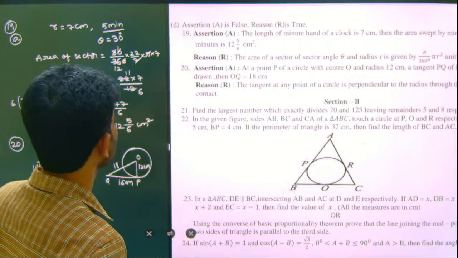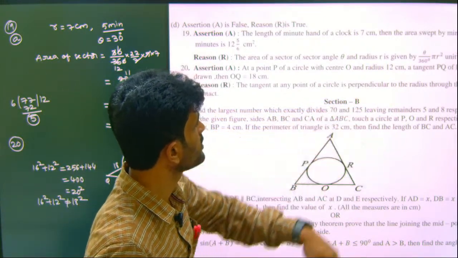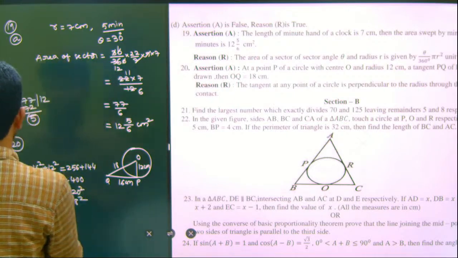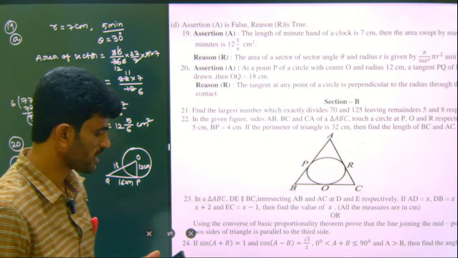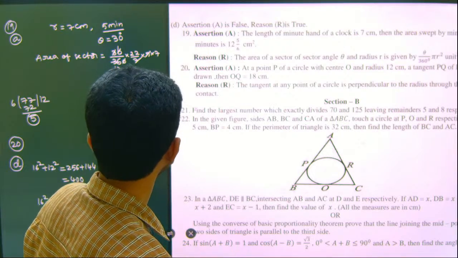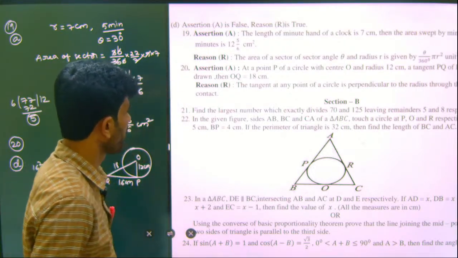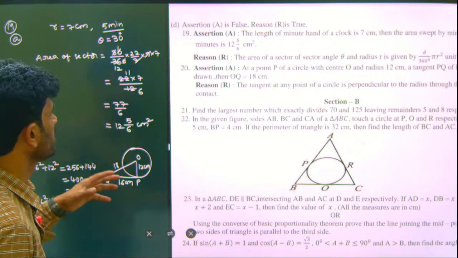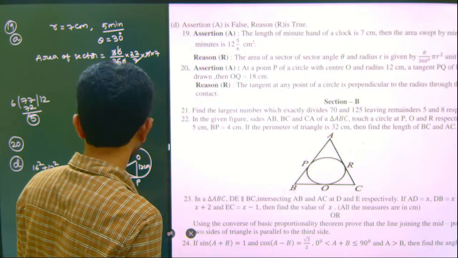Assertion is false, reason is true because the tangent at any point of a circle is perpendicular to the radius through the point of contact. That is true. So option D is correct. Question number 20, option D is correct. Hope you understood this. All objective type questions, you have to do in a quick manner and accurate, correct answers you have to get.